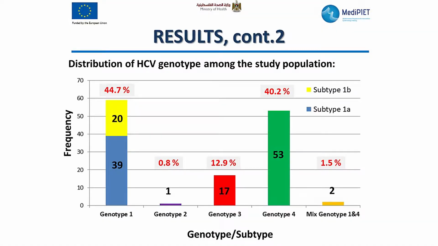This is the most important finding in the study, which is the distribution of hepatitis C genotypes among the studied population. As you see in this slide, genotypes 1 and 4, followed by genotype 3, are the most prevalent genotypes among the studied patients.